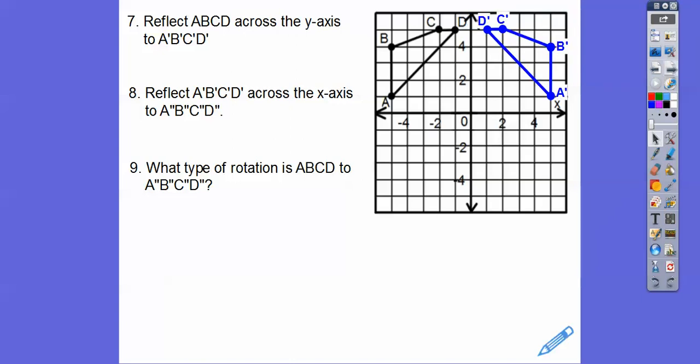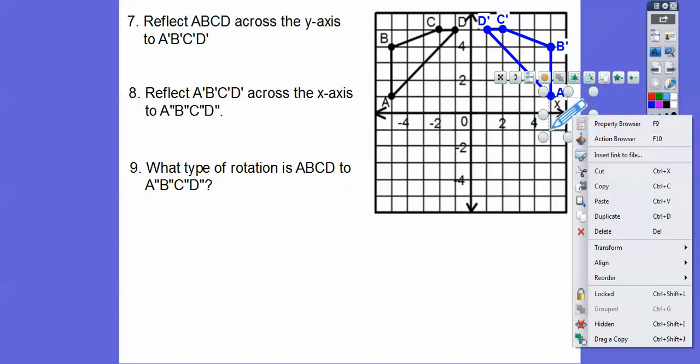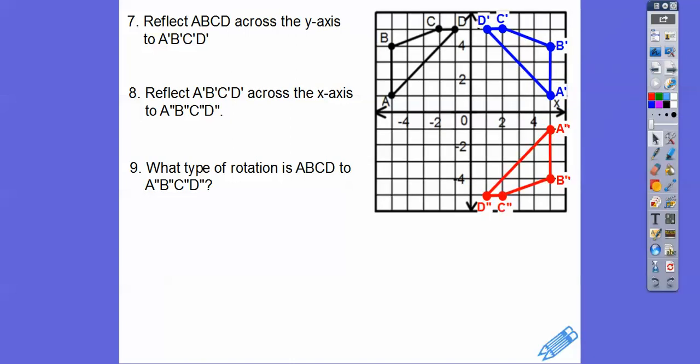Now number 8 says reflect A prime, B prime, C prime across the x-axis. Okay, so now this is the x-axis right here. So this is going to go, here's 5 up above, so go 5 below. Okay, same with C, go 5 below. This one is 4 up from here, so to go over here, we're going to go 4 down. And then A is just 1 unit away, so I'm sorry, A prime, and then A double prime is going to be right there. Okay, sorry about that. So there it is right there.